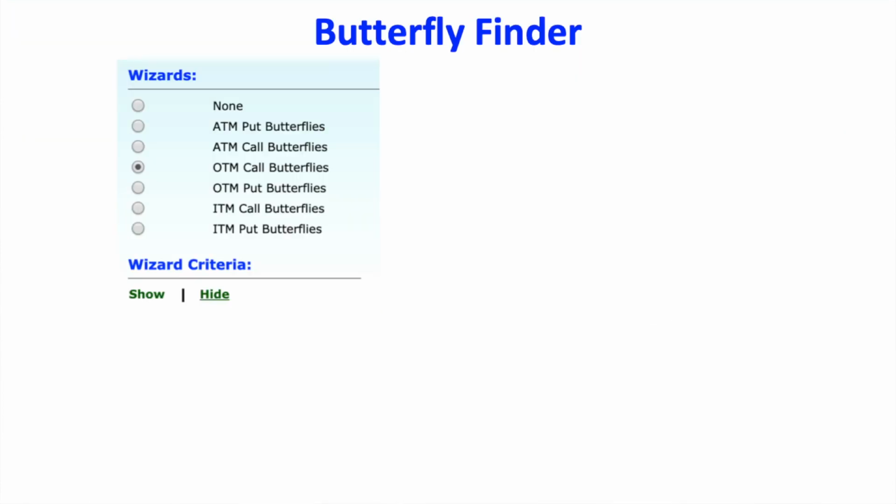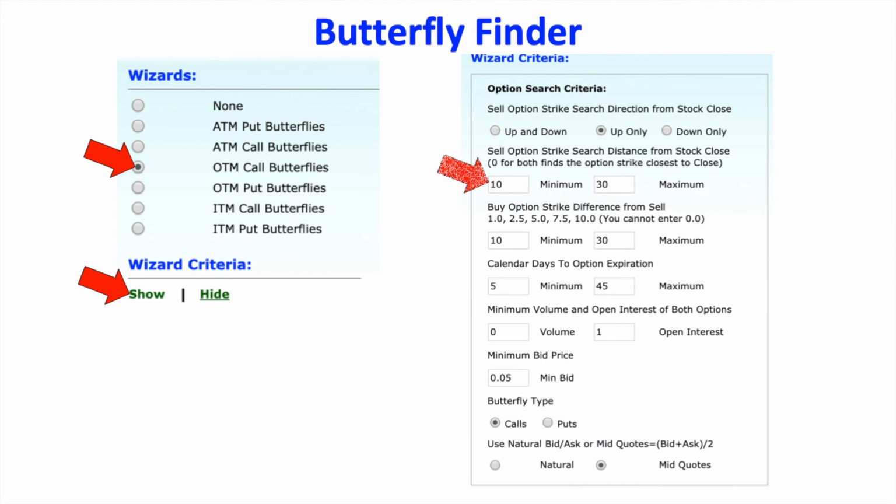So in summary, to find these out-of-the-money butterflies, first off, find a stock that you think is going to run up big. And then once you have that, pop into the butterfly finder under Tom Searchers and select out of the money call butterflies, click the show button, and then fill out the form just like I showed you. Under sell option, strike search distance from stock close, make it 10 points minimum and 30 maximum. And then under buy option, strike difference from sell, make that also 10 and 30 for minimum and maximum.